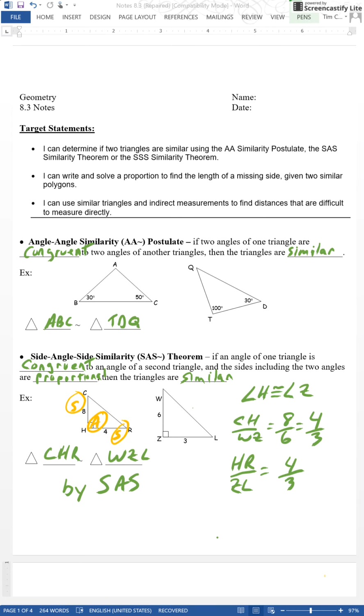Okay, here we are, 8-3 notes. So I'm going to go through the top part and then I'll start working through some problems towards the end. But we did a lot of this in class, so we have the angle-angle postulate. So if there's two angles, meaning all three angles are congruent, that means the triangles are similar. So we're trying to prove similarity right here.